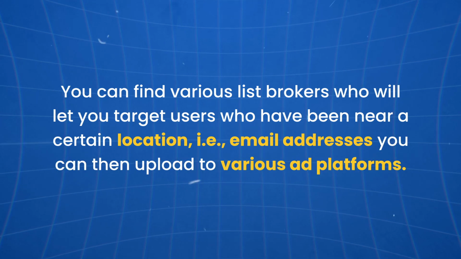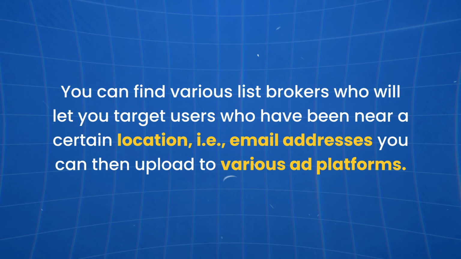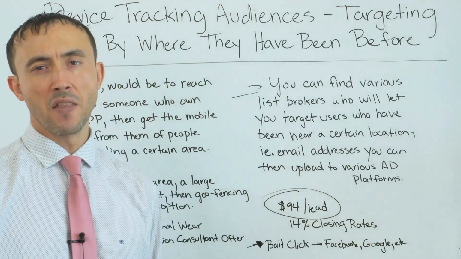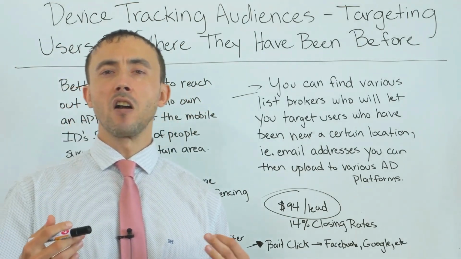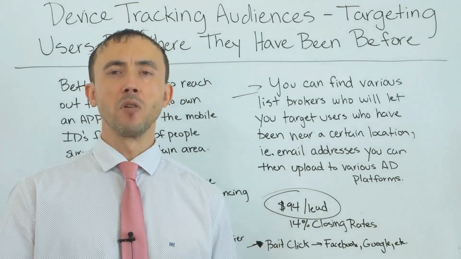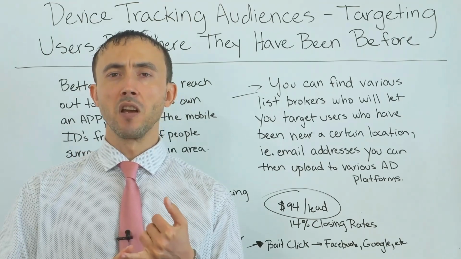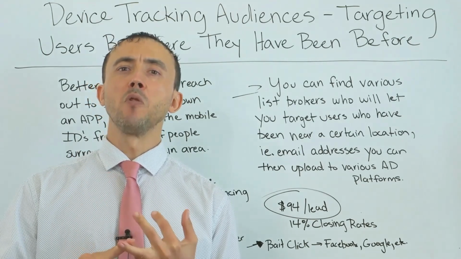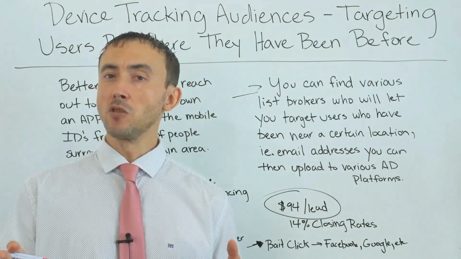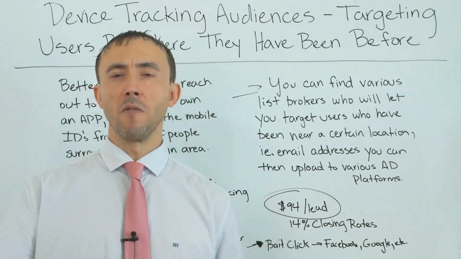You can actually find various list brokers who will let you target users who have been near a certain location, email addresses, so you can then upload those email addresses to ad platforms. And so what I mean by this, and to go a step backwards here, there are businesses out there that all they do is specialize in email lists, phone number lists, mailing lists of people who have been known buyers of a certain category of product or service, people who have been to a certain store, people who have certain interests for niche marketing campaigns. So basically you could target people who have recently bought your jewelry offer or whatever you want to do.